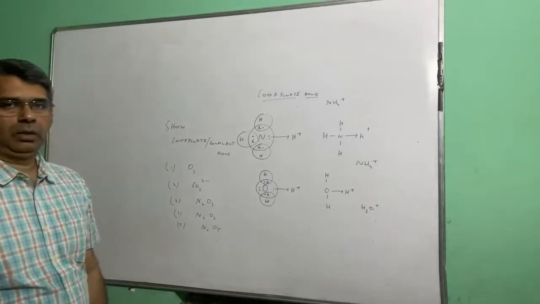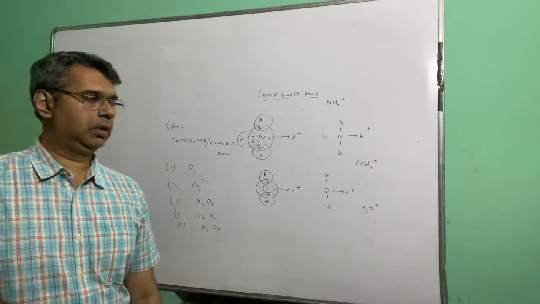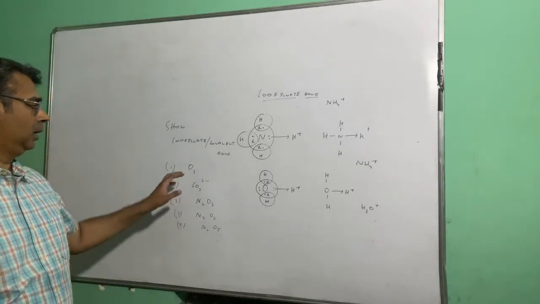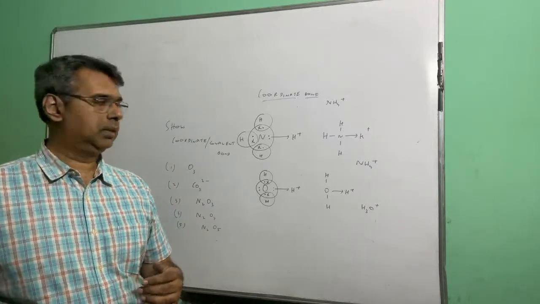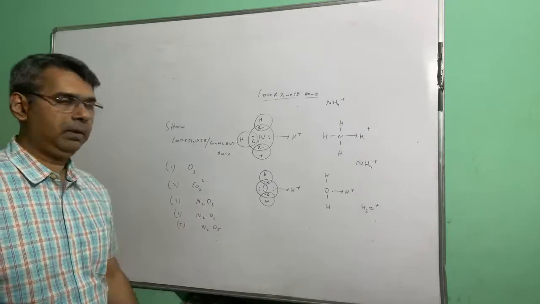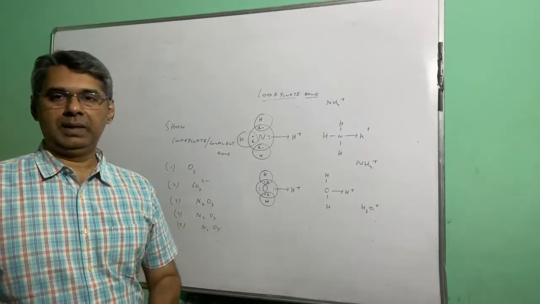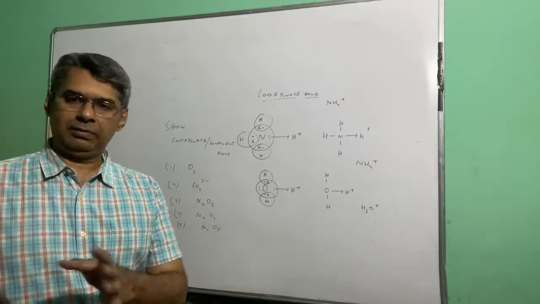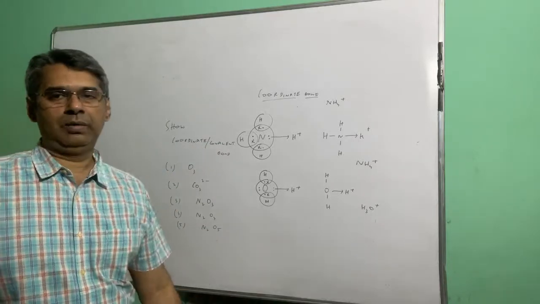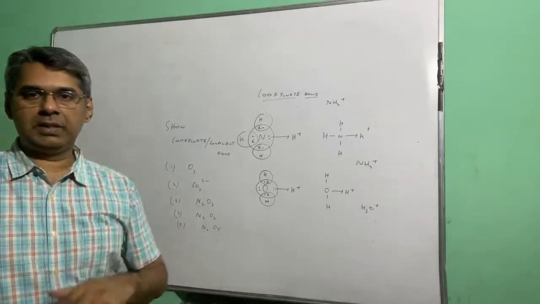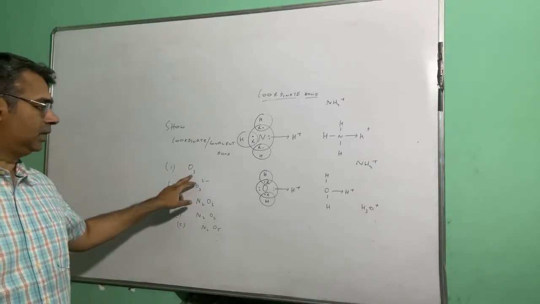Okay, now all of you, these are the 5 homework questions for the next day. I have given you 5 types of species. They may be radicals, they may be molecules, but they all have coordinate bond and they have covalent bond also. So you will have to show the coordinate or covalent or both in each of these. That is your homework. First is O3.